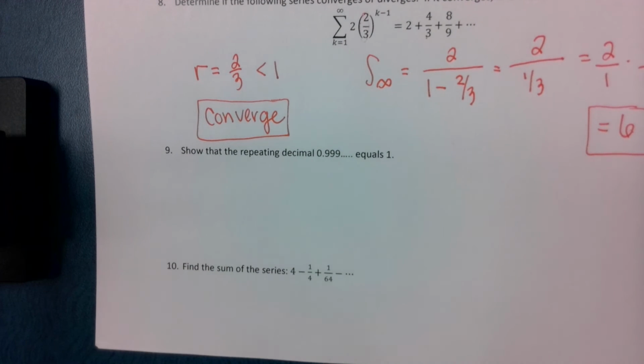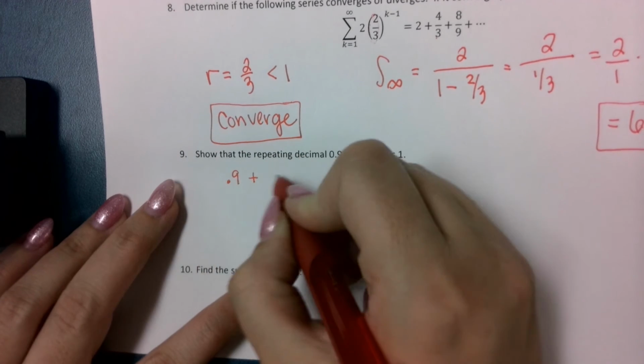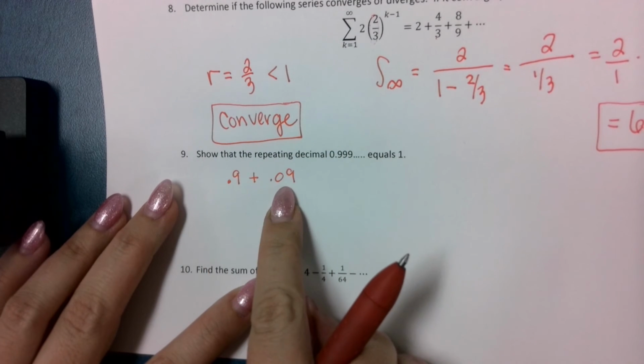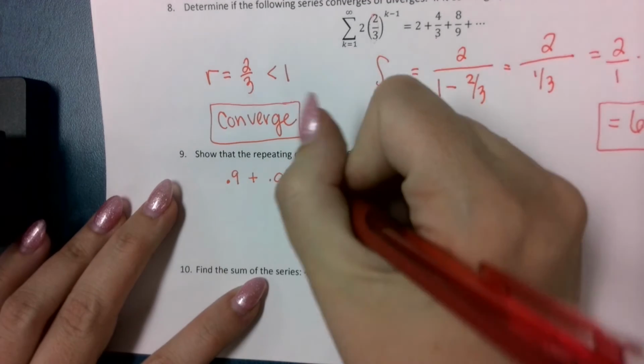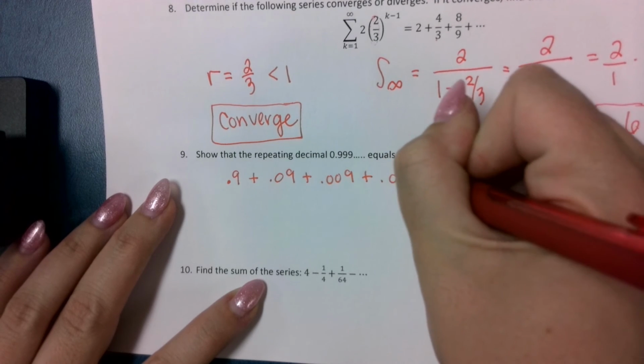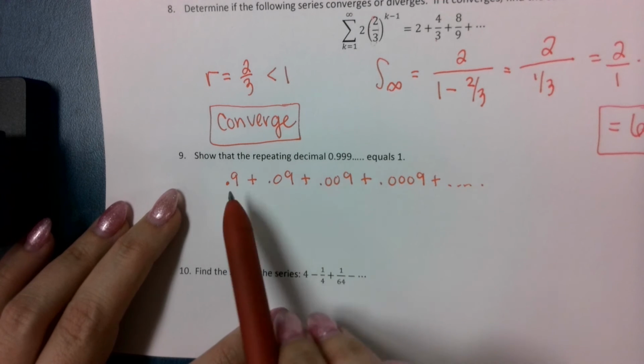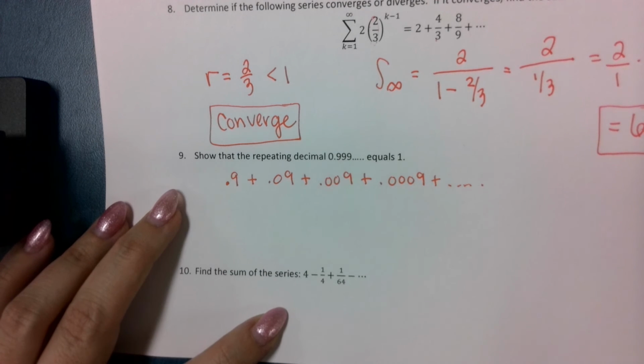Okay, number 9. So this is kind of an example of that, but it wants us to use this concept to show that a repeating decimal 0.99999 is equal to 1. Okay, so I could rewrite this decimal as 0.9 plus 0.09, right? If I added those together, wouldn't that give me 0.99 plus 0.009 plus 0.0009 all the way on to infinity, right? Going on and on and on forever. That's the repeating decimal 0.9999999.